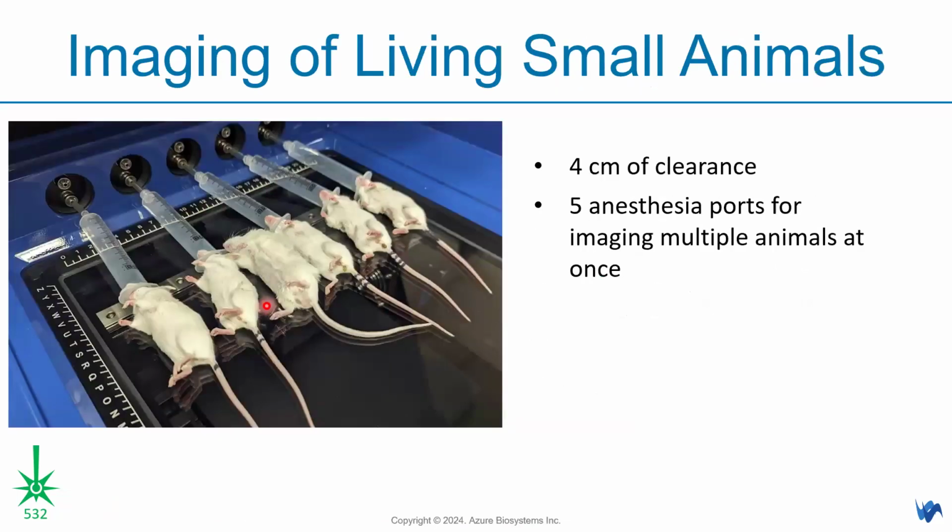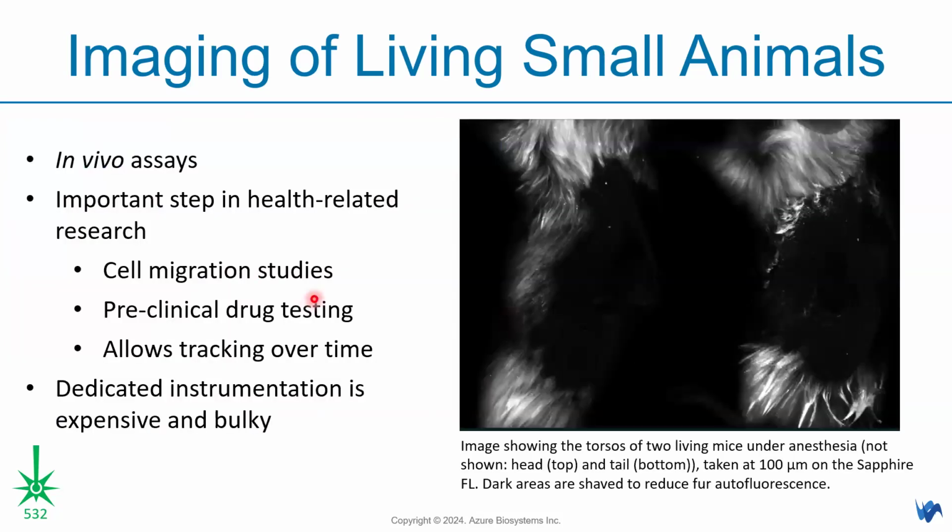Imaging of living small animals. Here we have examples of mice, because we have around 4 centimeters of clearance. So anything thinner than 4 centimeters can fit in, either mice, zebrafish, mosquito, or any kind of living sample. We have 5 gaseous anesthesia pods for you to anesthetize the small animals and let them sleep throughout the entire scanning. So this is what we have done imaging living small animals.